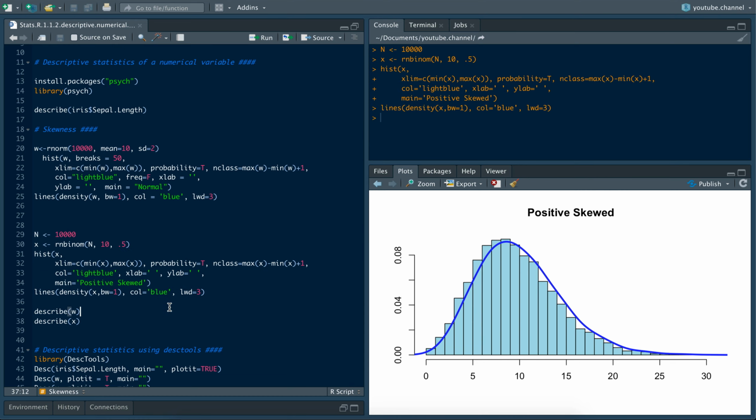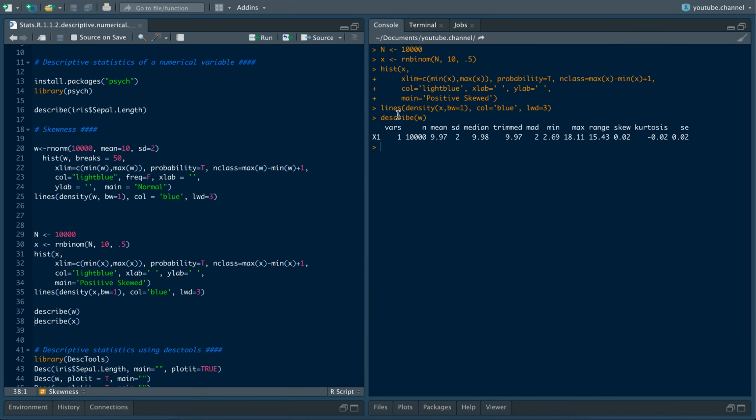With the describe function, we can obtain this information, as well as another parameter which describe produces, the kurtosis. Now, if we go back to the describe function, in this case I run describe for my normal distribution, which I've created here. We can see that I created a variable with 10,000 observations. The mean is 997, standard deviation is 2, median 998, trimmed mean is 997. And if we go to the skew, this is 0.02.